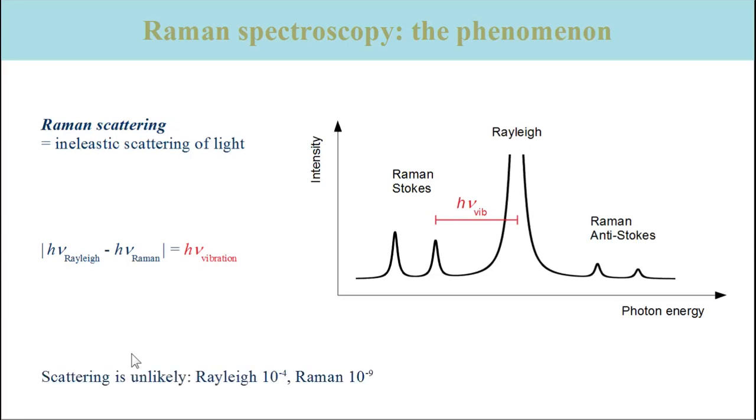Scattering is a rather unlikely process. The probability for Rayleigh scattering is 10 to the power of -4, meaning that only 1 out of 10 to the power of 4 photons is Rayleigh scattered. Raman scattering is even less likely. The probability is about 10 to the power of -9. This is a disadvantage of Raman spectroscopy, because only a very small fraction of the incident photons generate a Raman signal, which limits the signal-to-noise ratio.